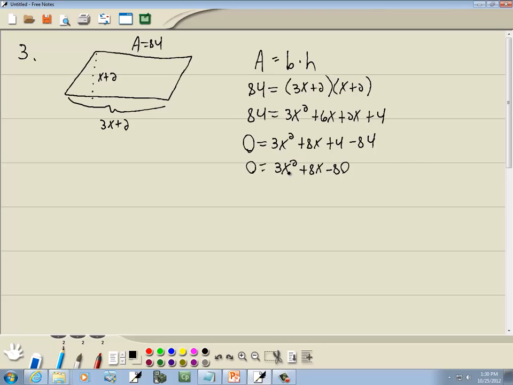Well, now we want to factor this. There's no x, and the number in front of our x squared is the key number. So we'll take our number at the beginning times the number at the end, ignoring signs. So 3 times 80 is 240.